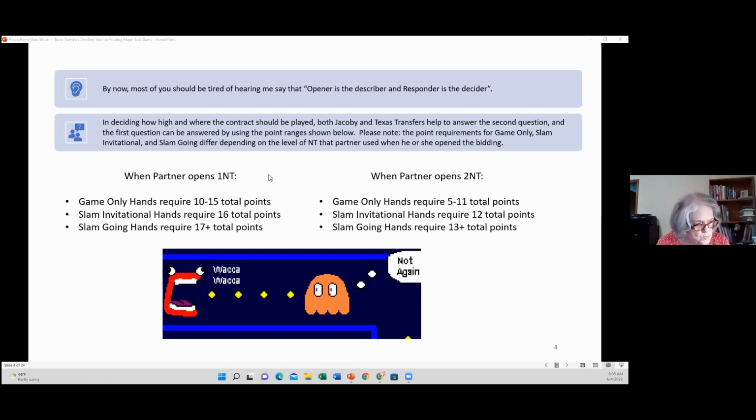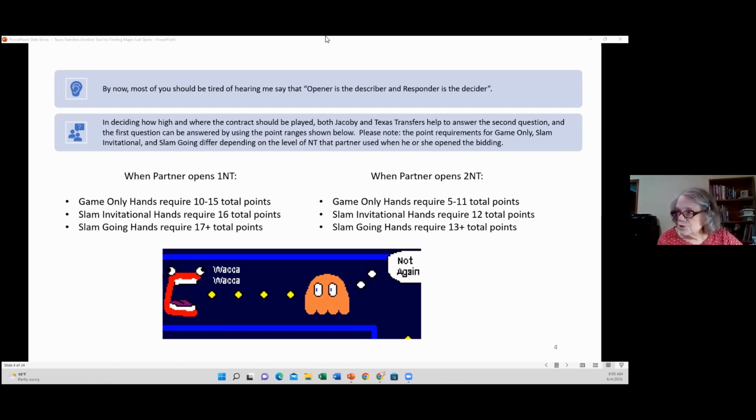There are instances where when responder has a 15-point hand that it might produce a slam. And some people like to say when they have 15 that they like to invite partner. Slam invitational hands require at least 16 total points. And in general, 16 to 17 is what you need for slam invitational. And this is not just high cards, it's total points. Definite slam going hands are 17 or more total points when partner has opened 1 no trump.